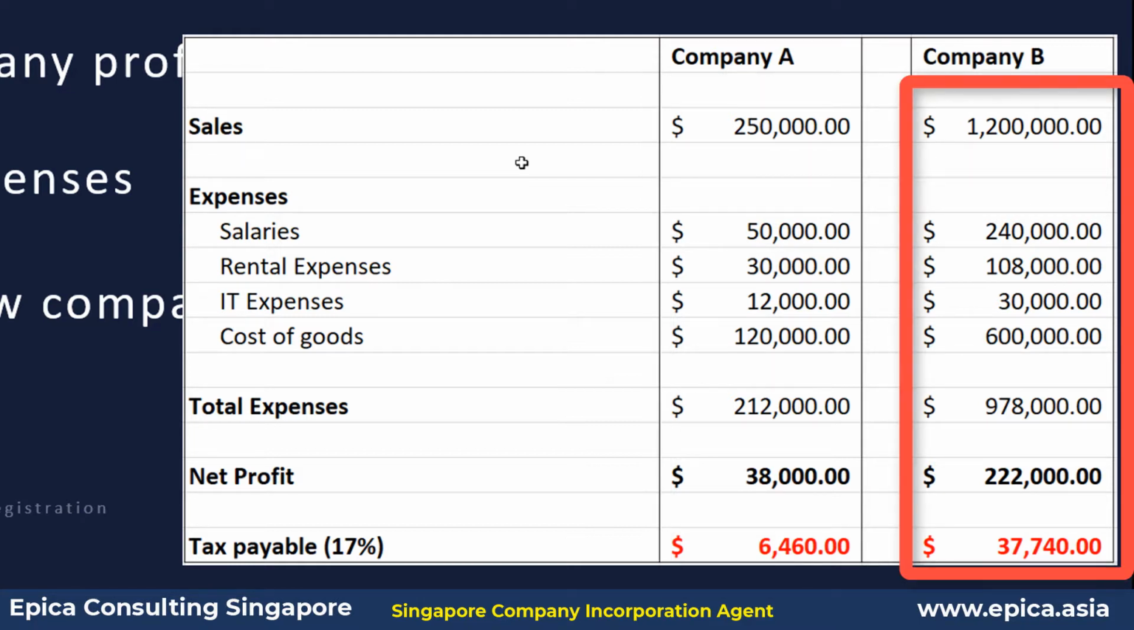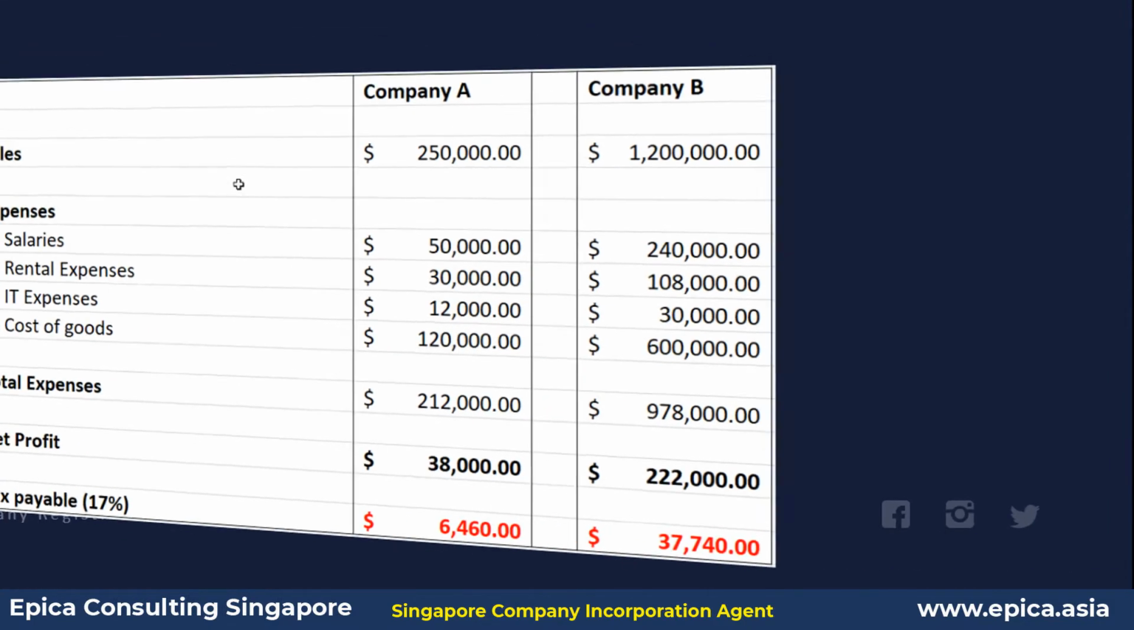Similarly, for company B, the net profit amount is higher, at around 222,000 Singapore dollars. So at 17%, the tax payable by this company is 37,740 Singapore dollars. So let's move on to the next slide.